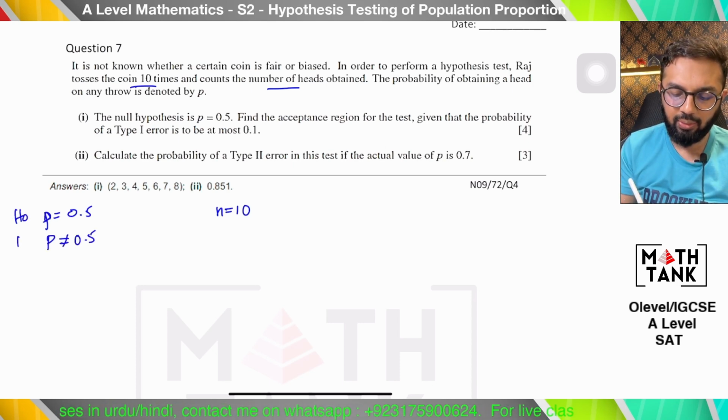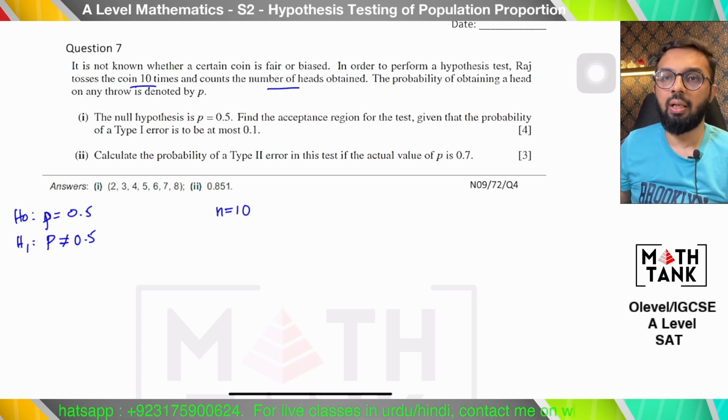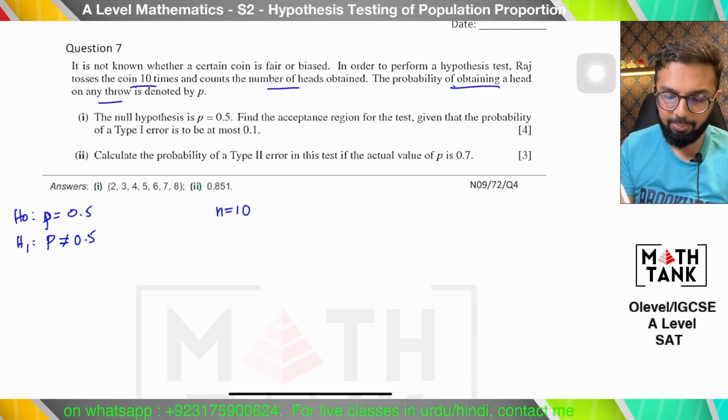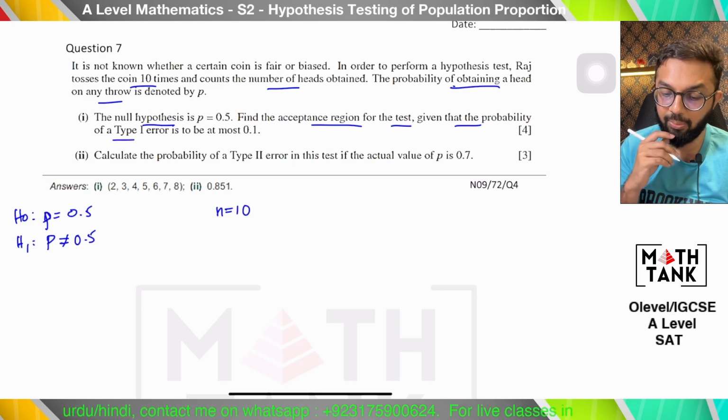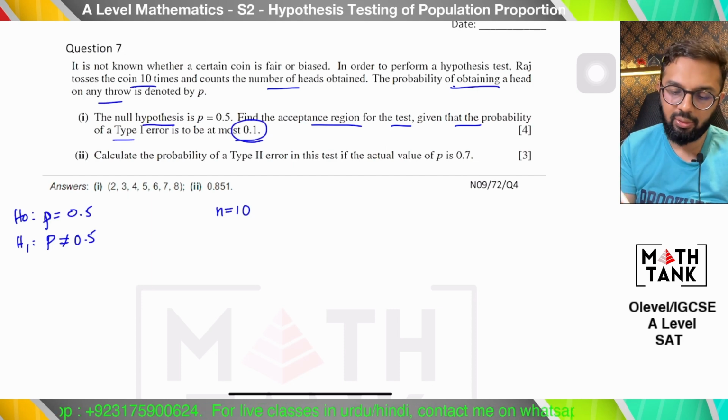This is the first time that you're looking at a binomial test of the population proportion where the alternate hypothesis does not have a direction. The probability of obtaining a head on any throw is denoted by P. The null hypothesis is P equals 0.5. Find the acceptance region of the test given that the probability of a type 1 error is to be at most 0.1, which means that your rejection region has to be 0.1.